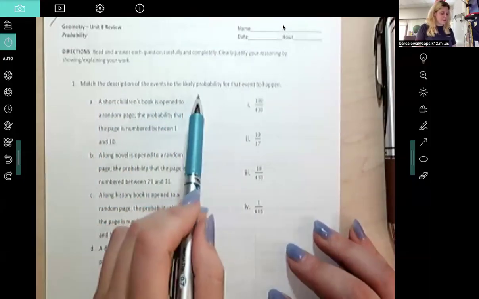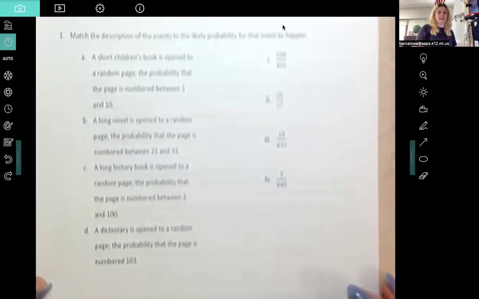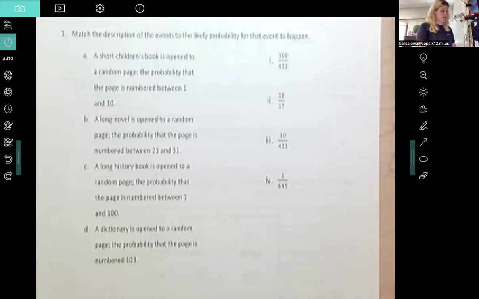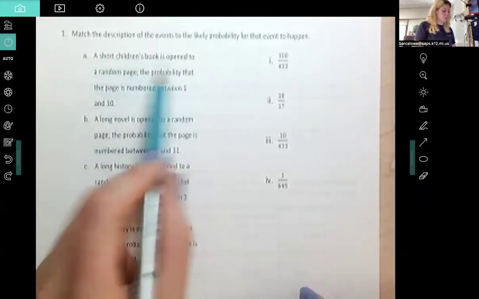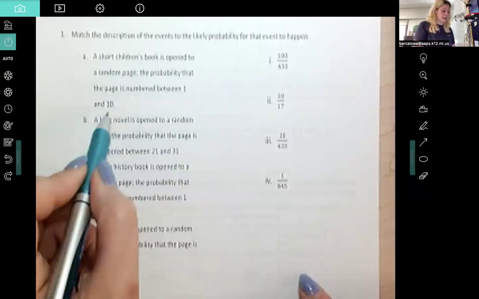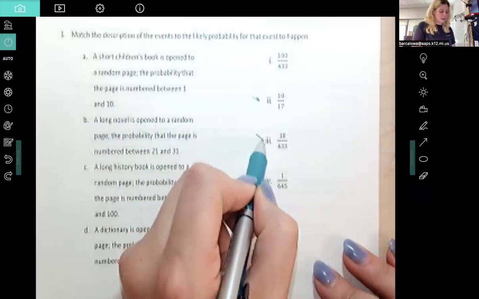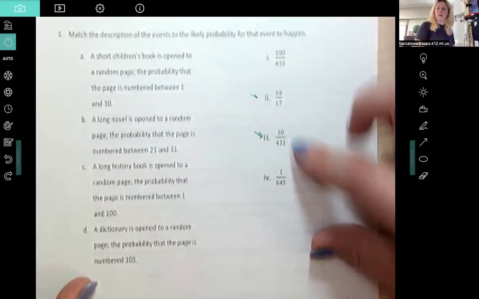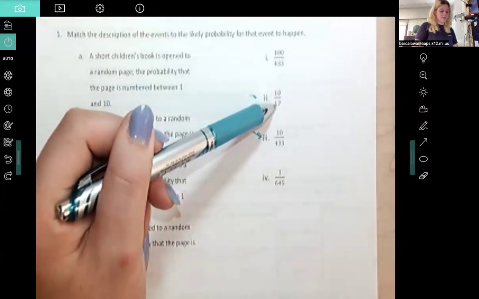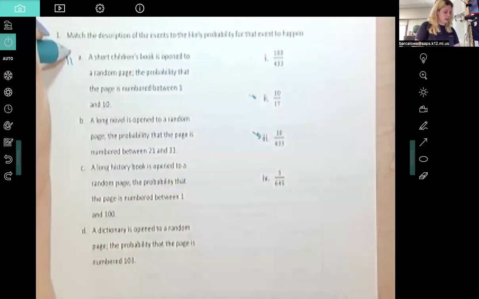Match the description of the events to the likely probability for that event to happen. I don't know exactly what the numbers are, but they want me to pick values that make sense. A short children's book is open to a random page. The probability that the page is numbered between 1 and 10 is my event. Already I'm narrowing between these two because these are both 10 out of something. This one's a short children's book, so I think it's more likely that there are 17 pages versus 433 pages. So I think this one is II.